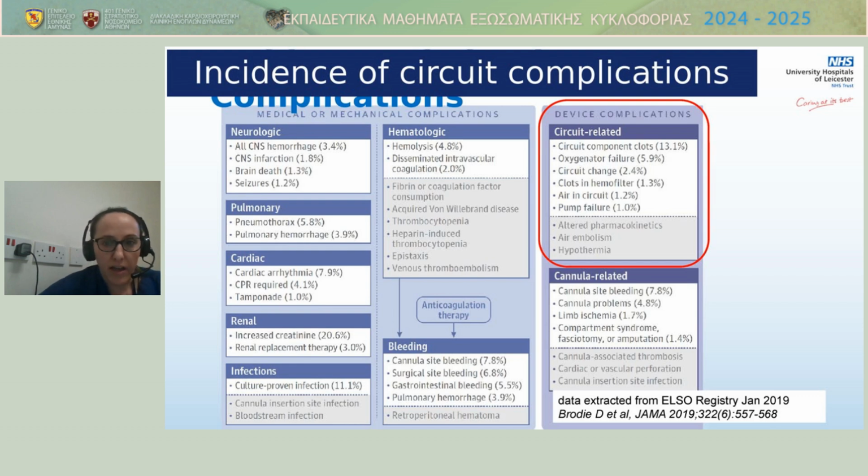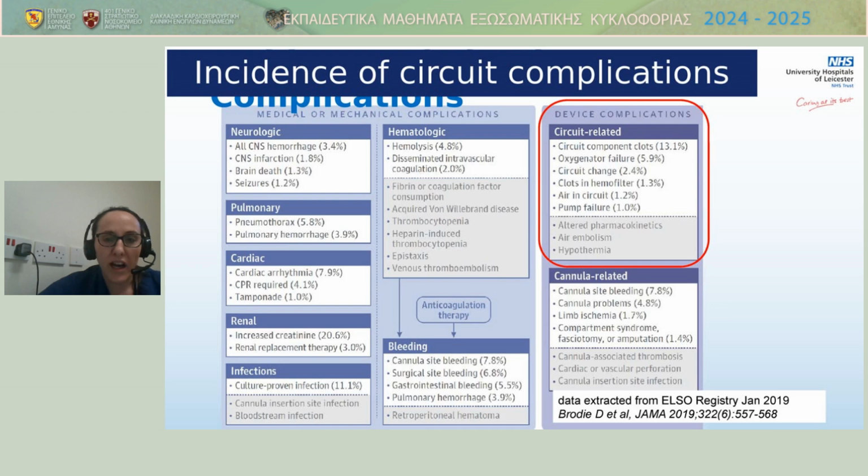It goes on to say circuit change at 2.4%, but it doesn't identify why we're doing that circuit change. Is it because the circuit has failed or because of a clinical incident? Or is it just because we have a patient that is bleeding? So it's a bit hard to ascertain where we're going with that one.